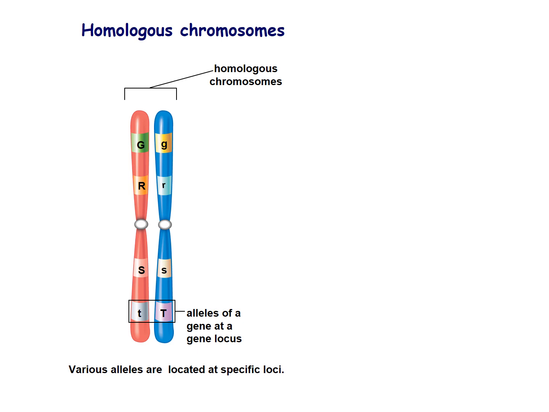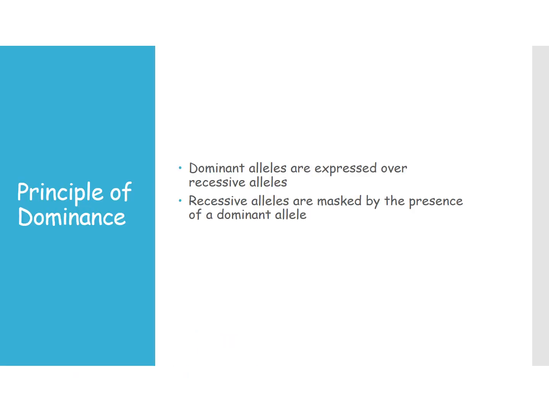This diagram shows a pair of homologous chromosomes. I'll be really sexist and say that you got the red from your mother and the blue from your father, and you'll see that the genes are the same. However, one might be dominant, the other might be recessive. Remember, dominant alleles are represented using a capital letter, recessive alleles a lowercase letter.